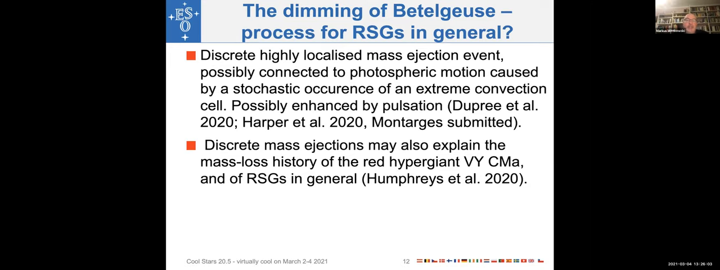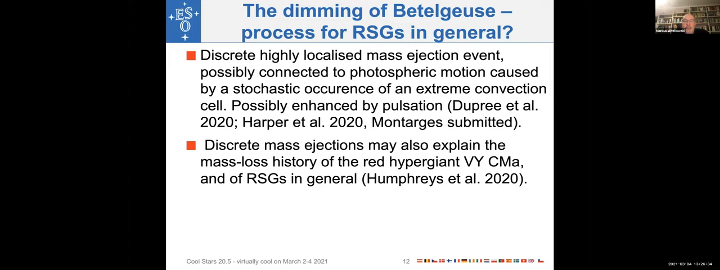And now with the dimming of Betelgeuse, which we have heard about today, which is interpreted as due to discrete, highly localized mass ejection events, be it just gas or dust, but highly localized, it could be connected to photospheric motion by a stochastic occurrence of an extreme convection cell. This is what I understand from what we have heard today and described in these references.